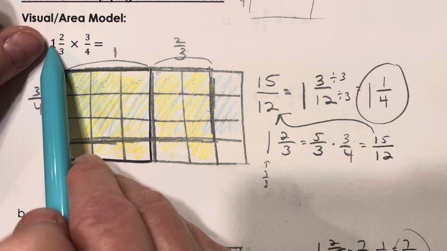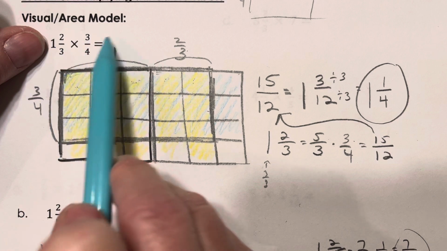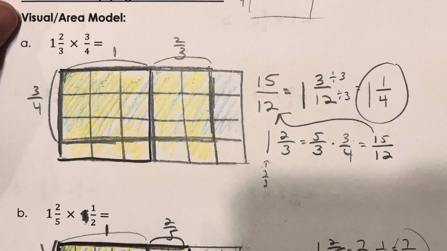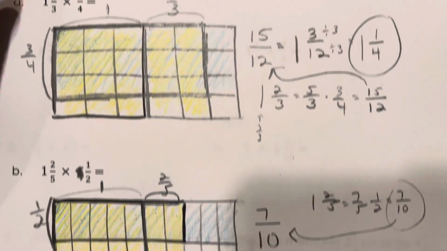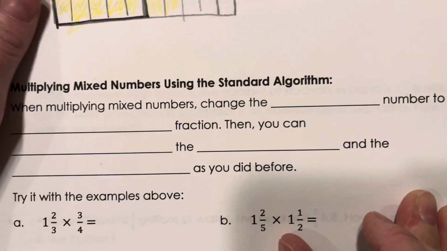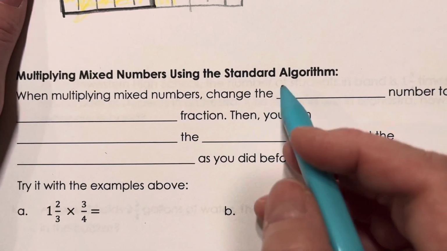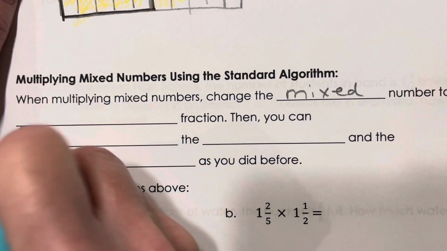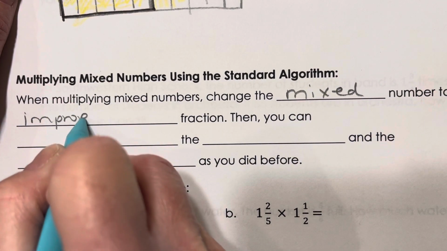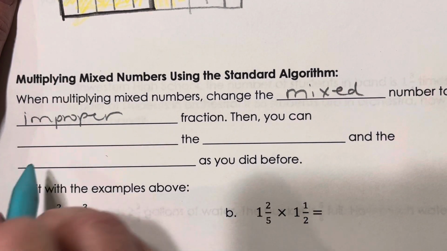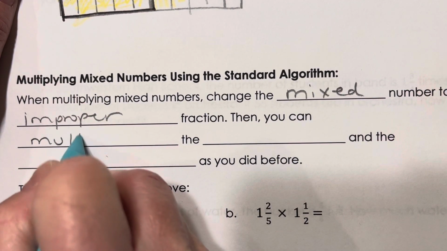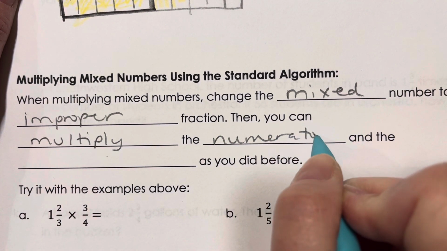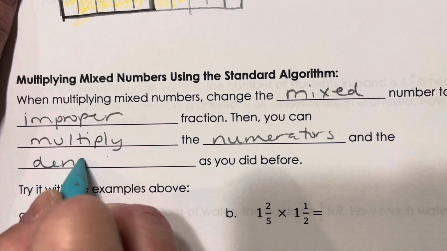Just saying, well, there's a 1 here, and there's 1, and 2 times 3 is 6, and 3 times 4 is 12, so 1 and 6/12 is 1 1/2. That doesn't work. You can't just multiply it in the form that it's in and get the correct answer. So when you're multiplying mixed numbers, you just need to change the mixed number into an improper fraction. Then you can multiply the numerators and the denominators as you did before.